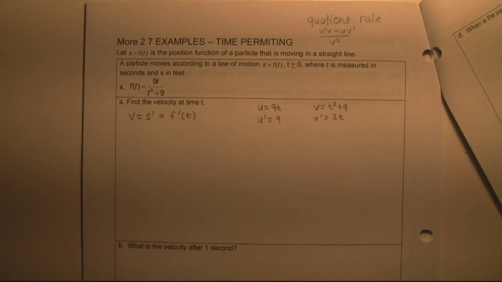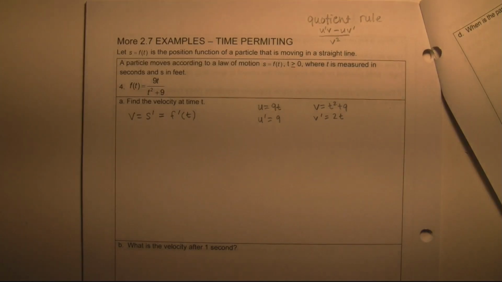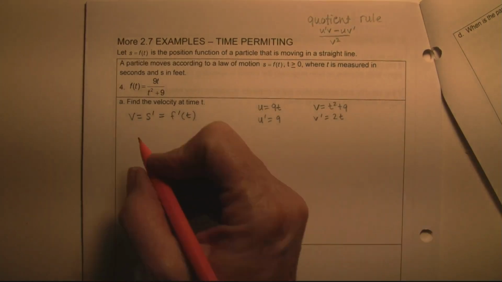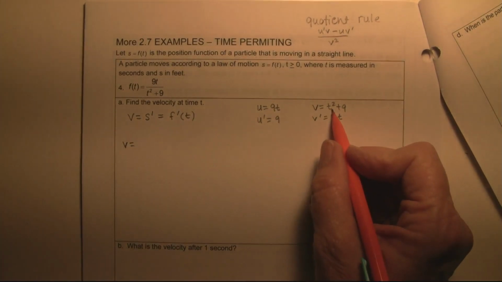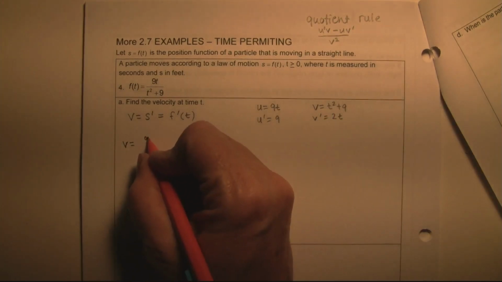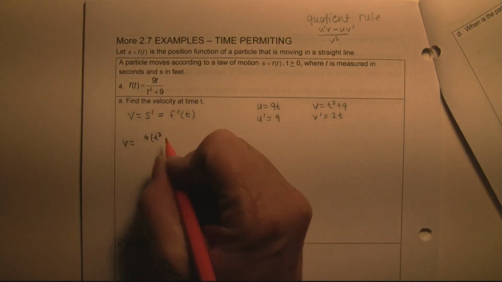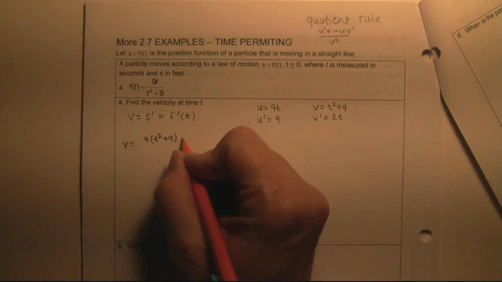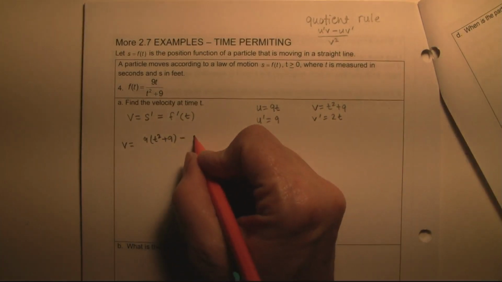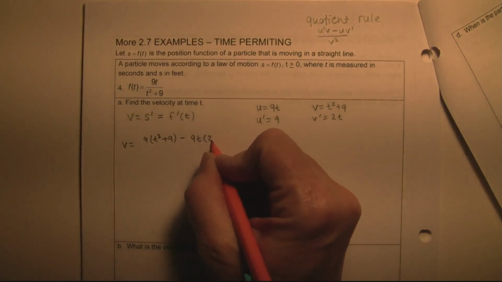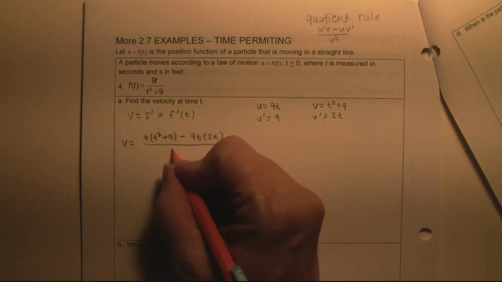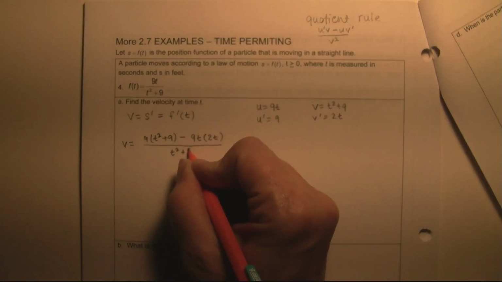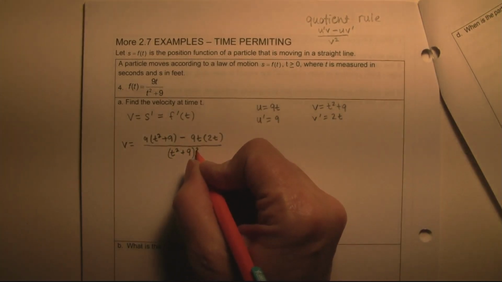And for me, how I know the quotient rule is I say crisscross applesauce. So I would be saying here, v prime equals 9 times t squared plus 9 minus 9t times 2t divided by t squared plus 9 quantity squared.